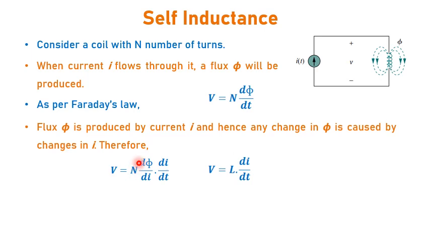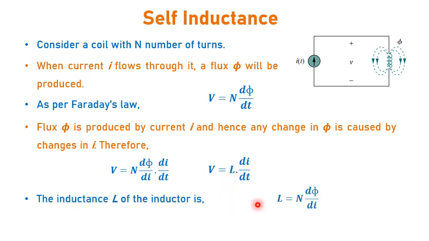And here N into d phi by di is equal to the inductance L. The inductance L of the inductor is N into d phi by di. So this is called the self inductance of this coil, where L is equal to N into phi by I.